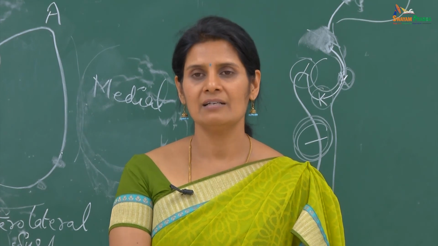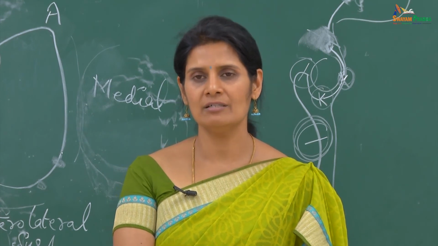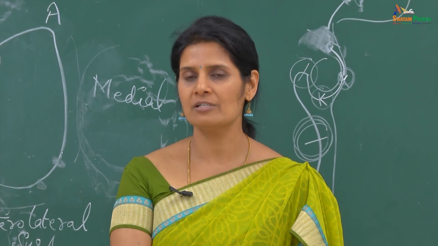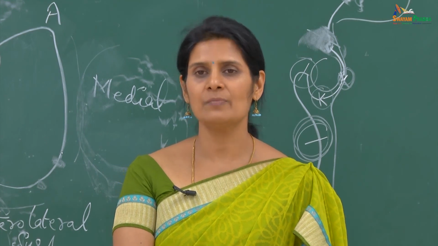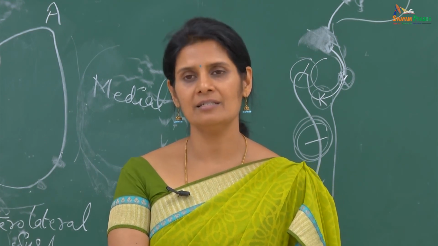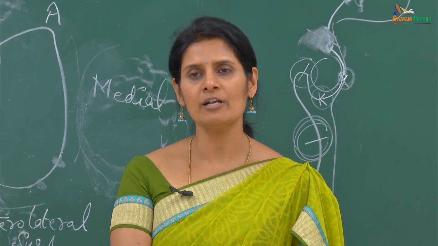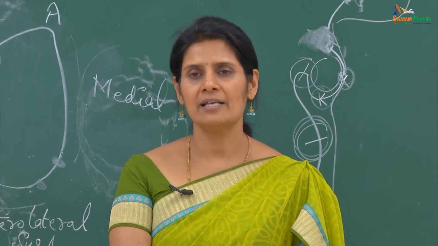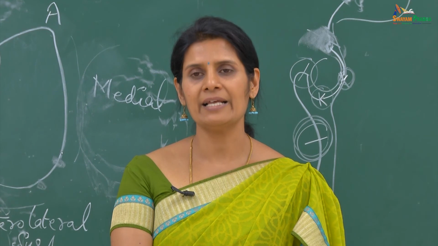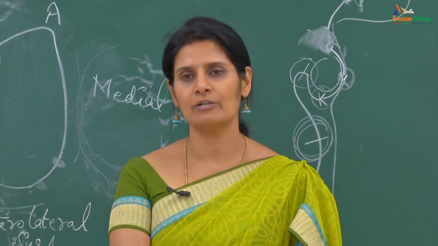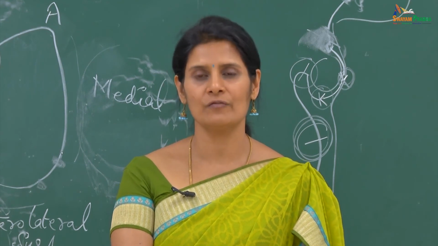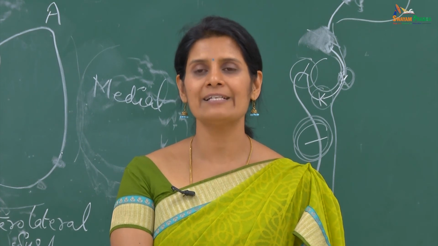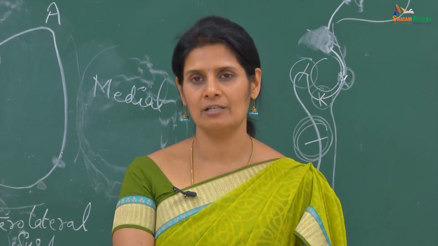Whenever there is injury to the recurrent laryngeal nerve, it can result in hoarseness of voice. If it is bilateral, it can result in no voice production, whereas the external laryngeal nerve, which is supplying cricothyroid, if it is injured, it results in weakness of the voice, because cricothyroid is a tensor of the vocal cord.